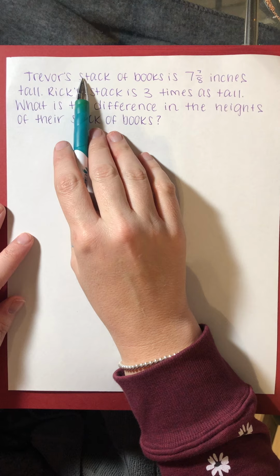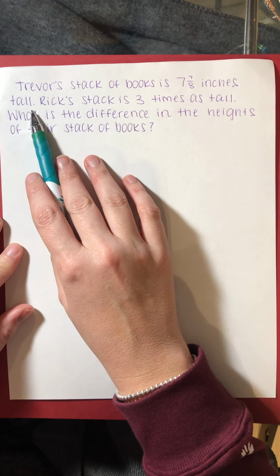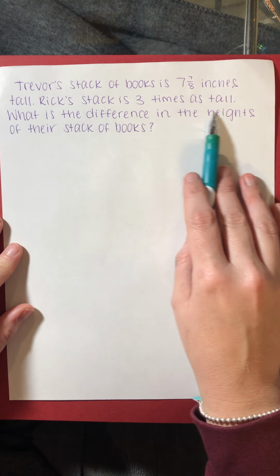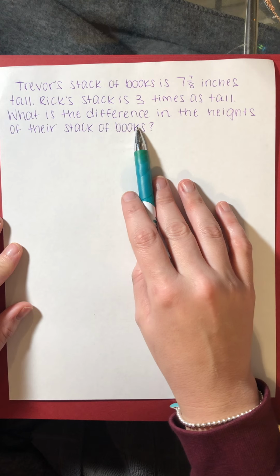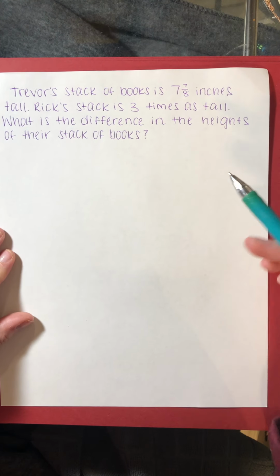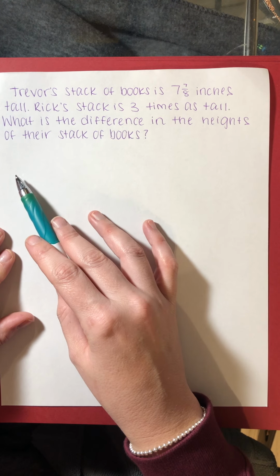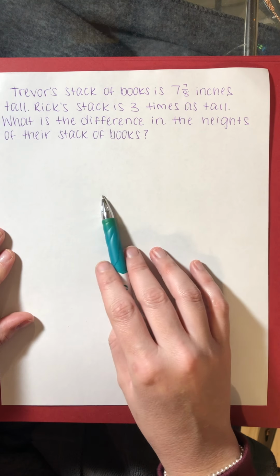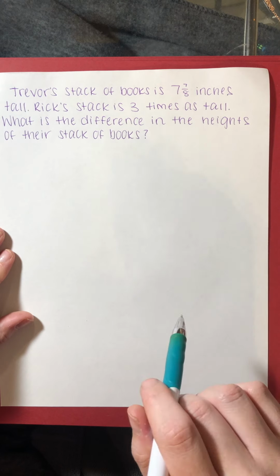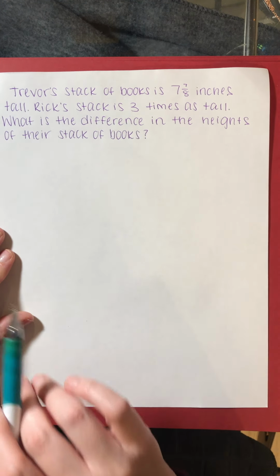So here we have the word problem. Trevor's stack of books is 7 7/8 inches tall. Rick's stack is 3 times as tall. What is the difference in the heights of their stack of books? First time I read the problem, I just think about what's going on so I can have an idea. I know there's 2 people. I always like to write down what each person has when I have more than 2 people. They're stacking some books and they want to see whose is a little bit taller because they want to know what the difference is in the height.